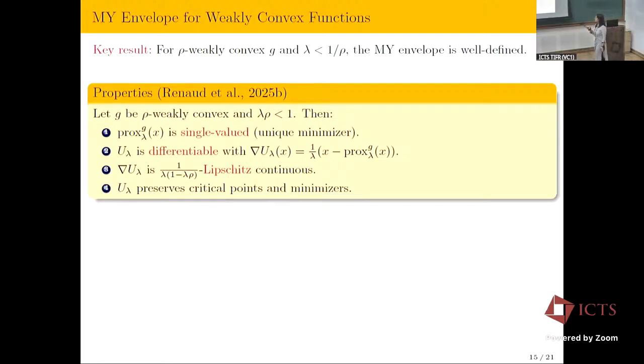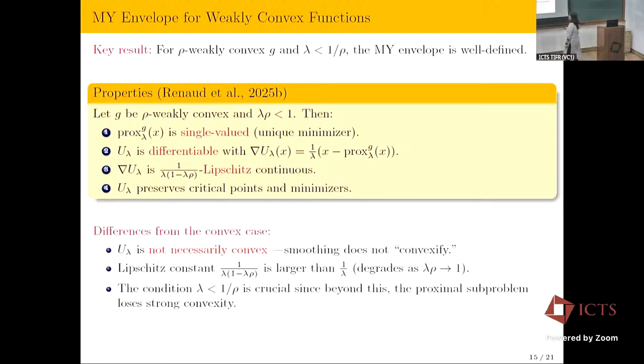Now my Lipschitz constant for this gradient function is slightly different. So I have 1 by lambda, 1 minus lambda rho, instead of just 1 by lambda. And U lambda continues to preserve critical points and minimizers of the original function. Okay, so that's pretty neat. Which means the function is not necessarily convex. If there are 2 minimizers, then U lambda is going to preserve those 2 minimizers.